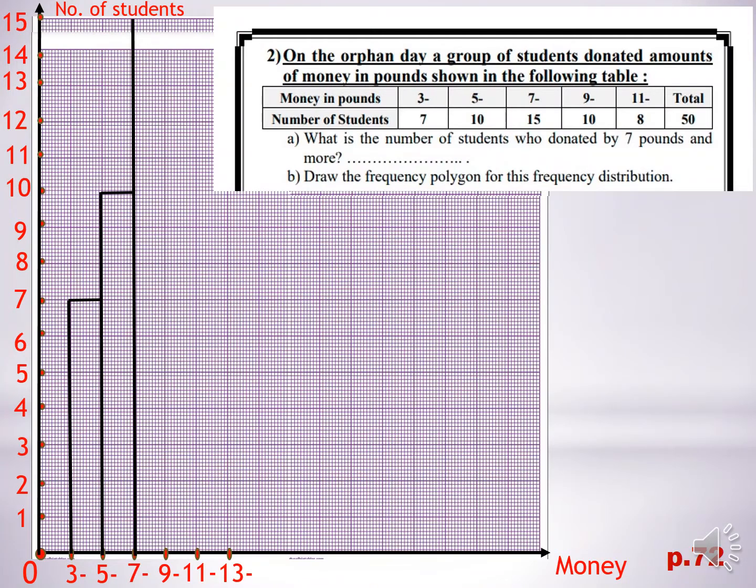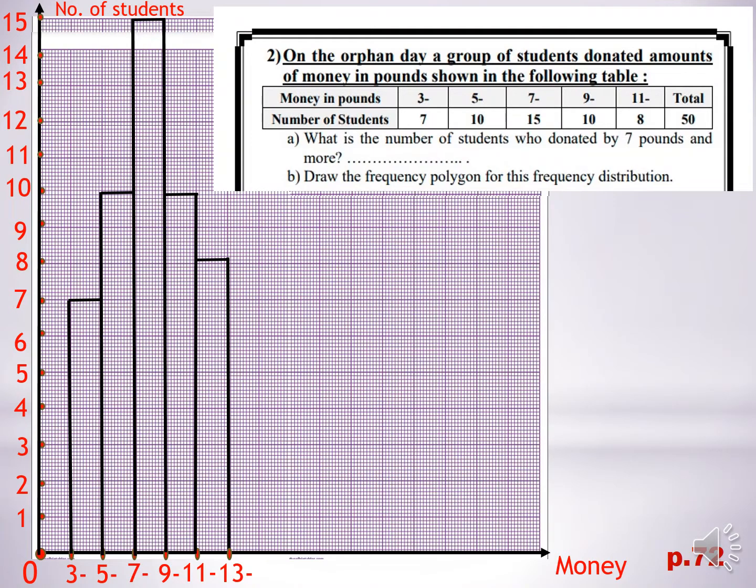And then from 7 to 9, I have 15 students. So I will go up from 7 till I reach 15, and I will draw my bar. And from 9 to 11, I have 10 students. So I will go up from 9 till I reach 10 on the y-axis, and I will draw my bar. And then from 11 to 13, I have 8 students. So I will go up from 11 till I reach 8, and I will draw my bar. Now I have drawn my histogram.